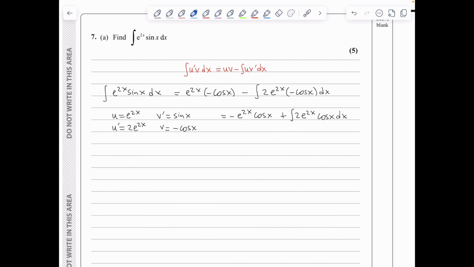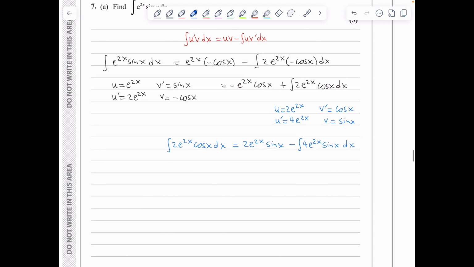This time I'm setting u to be 2e to the 2x and v dash to be cos x, leading to u dash being 4e to the 2x and v being sine x, and therefore the integral of 2e to the 2x cos x dx is equal to 2e to the 2x sine x minus the integral of 4e to the 2x sine x dx. So let's put everything together.